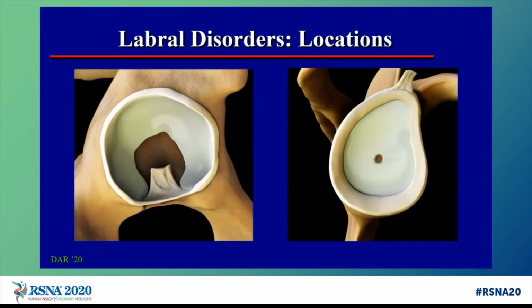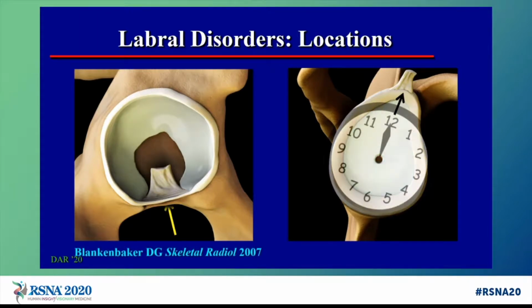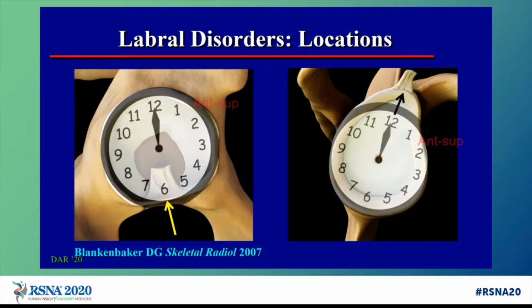So to describe location, I'm going to use the clock analogy. So in the shoulder, we make the biceps tendon the 12 o'clock position, and the same has been done in the acetabulum, where we take the center of the transverse ligament and make that the 6 o'clock position. And for today, I'm going to say all the low numbers from 1 to 5 o'clock are anterior, and all the high numbers, 7 to 11 o'clock, are posterior, regardless of whether we're talking about the right or the left side.